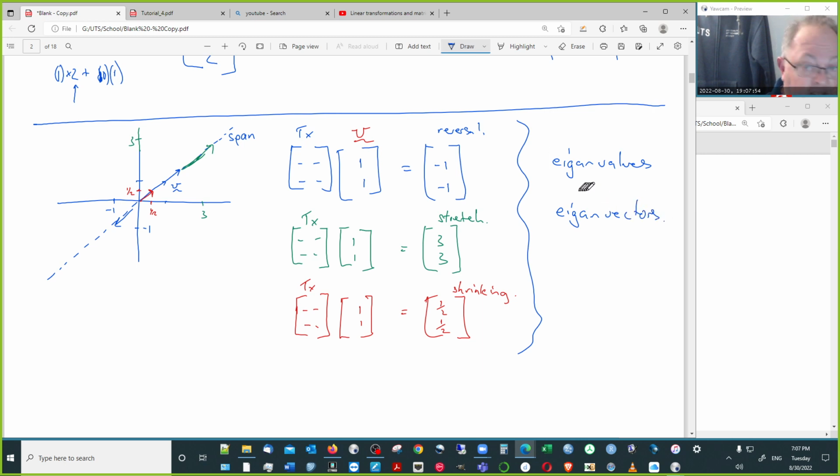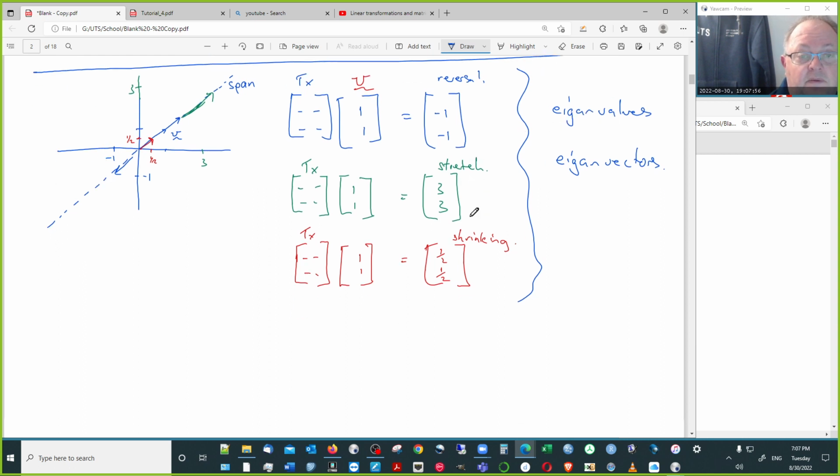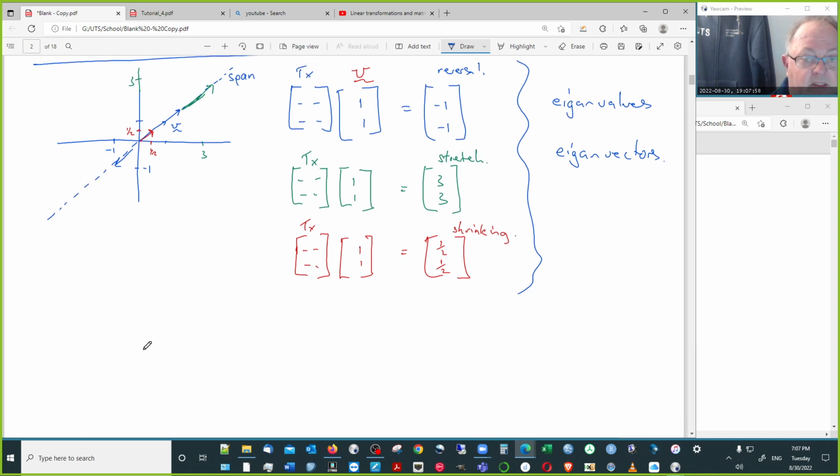Now it turns out, if you recall, that's what that whole process was about: stretching, shrinking, but not rotating or reflecting, just keeping it on the span, that potential possible location. Now, do you remember that at all? Anyone that did it? Maybe it wasn't clear, but this is what you're doing.